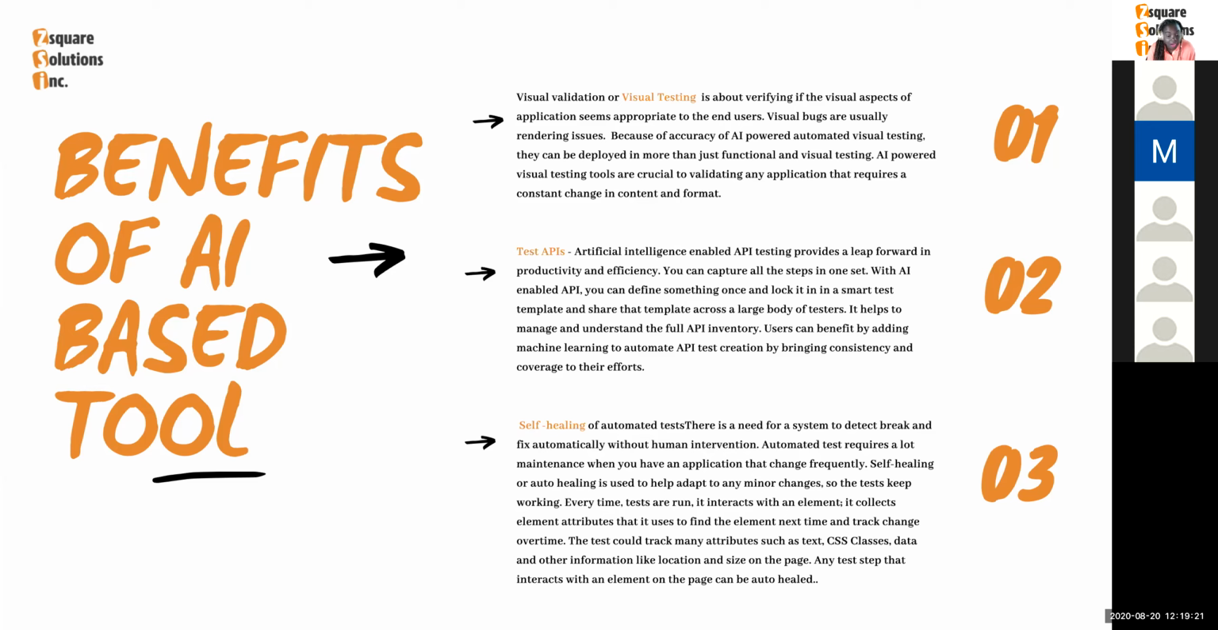Automated tests require a lot of maintenance when you have an application that keeps changing frequently. So self-healing or auto-healing, as we call it, is used to help you adapt to any minor change so the tests keep working. So every time the test is run, it interacts with an element. It collects all the element attributes that are used to make sure that when you look for an element next time, it tracks it and makes the change over time. The test could track many attributes such as CSS class, data, and other information like location and size on the page.